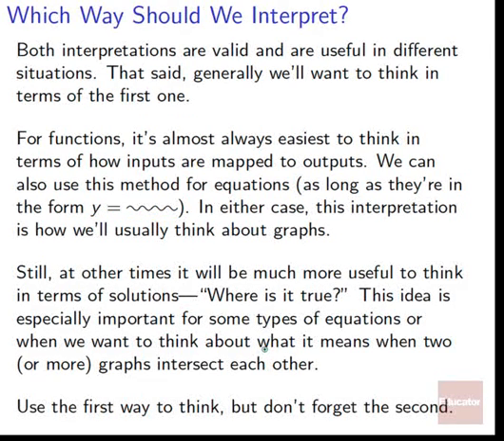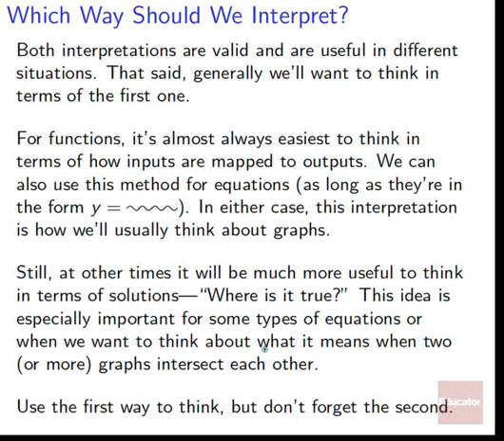Still, at other times, it will actually be more useful to think in terms of solutions. What point is a solution? Where is it true? This idea is going to be especially important for certain types of equations that we'll see later on, but it's also going to matter when we want to talk about where two equations or two functions intersect, where they have the same value at a certain point. So that idea of where is it true, two things being true at the same time, is an interesting idea and useful for when we want to talk about intersection or certain more complex equations that aren't just in the form y equals blah, blah, blah, but where y shows up on both sides or x and y are mixed up together.